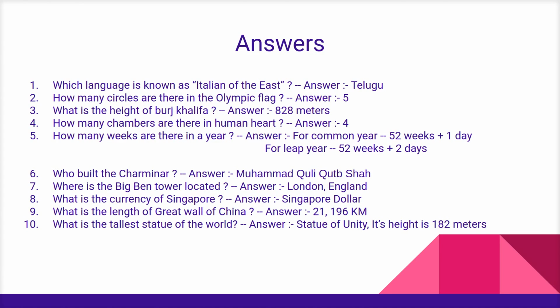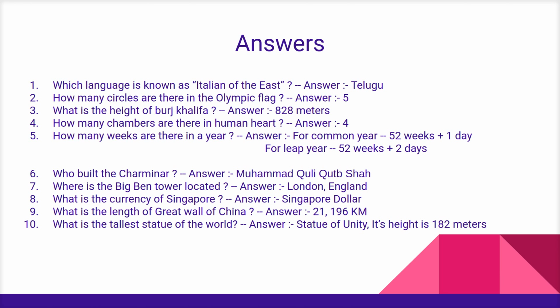Here are the answers. First, which language is known as Italian of the East? Answer, Telugu. Second, how many circles are there in the Olympic flag? Answer, 5. Third, what is the height of Burj Khalifa?